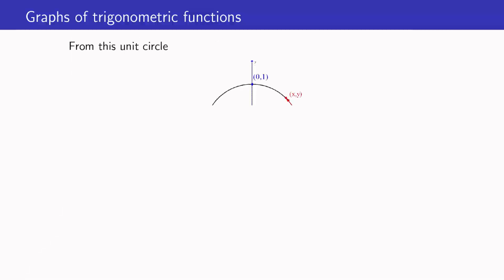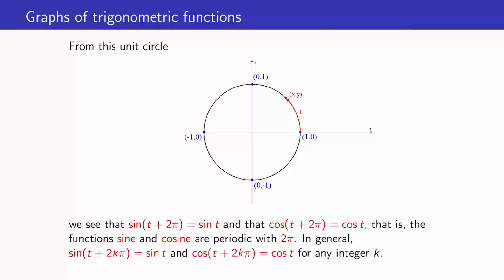So from the unit circle here, we see that the sine of t plus 2 pi is the same as the sine of t. For example, if t is pi by 2, then we know the sine of t is equal to 1. So if you move from (0, 1), go around the circle, and then come back to that same point, the terminal point still remains the point (0, 1). And therefore, the sine of t still will be 1. So the sine of t plus 2 pi will be equal to the sine of t.